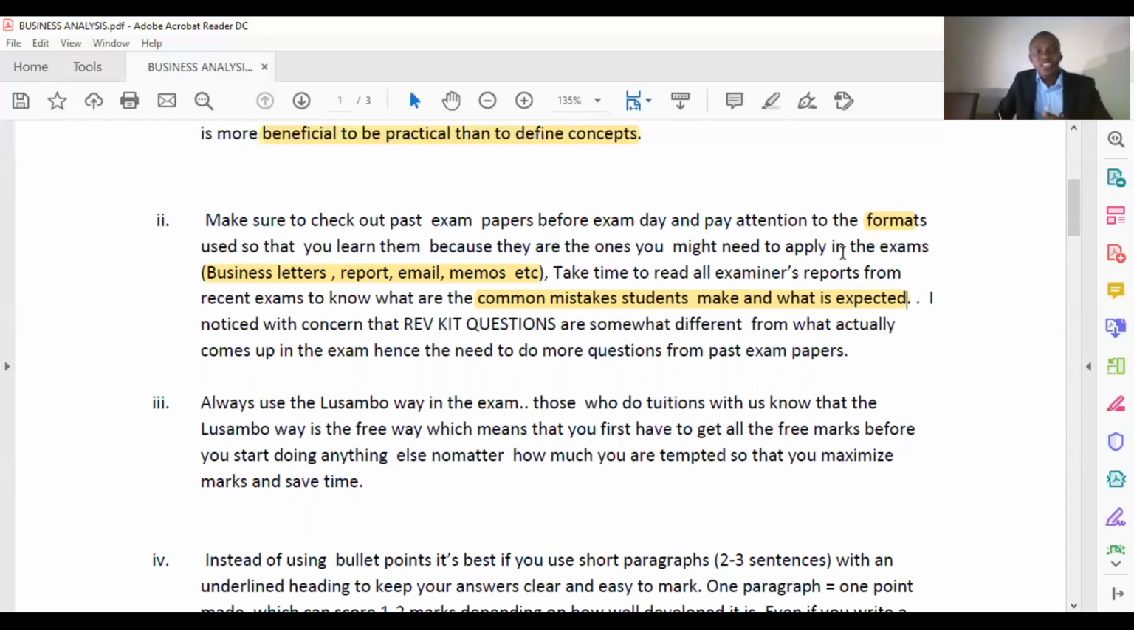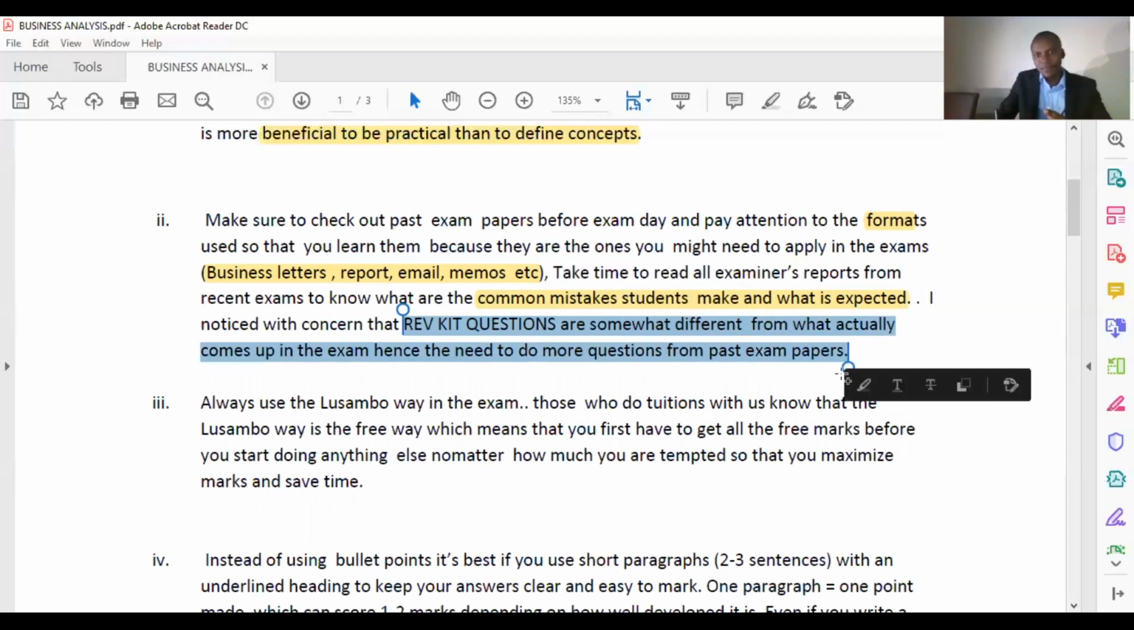I must mention that I noticed with concern that the revision kit is somewhat different from what actually comes up in the exam. Therefore, it is important that you revise using past exam papers. Because if you are so focused on using the revision kit, I can assure you, you are going to be very, very disappointed in this exam.